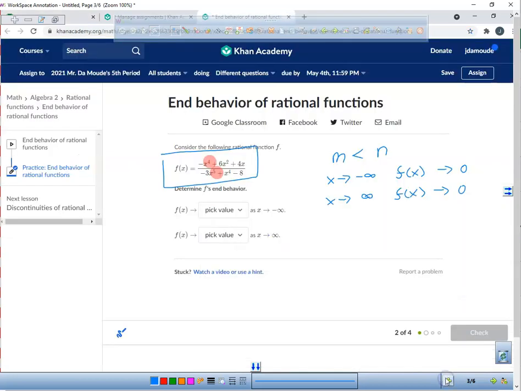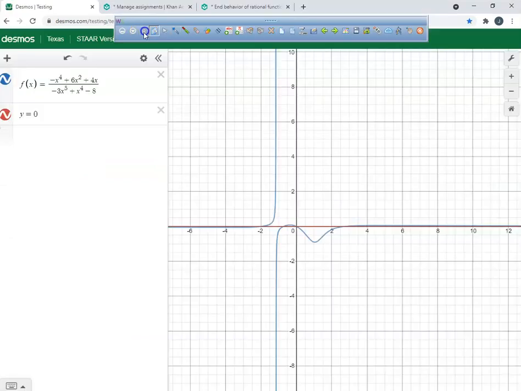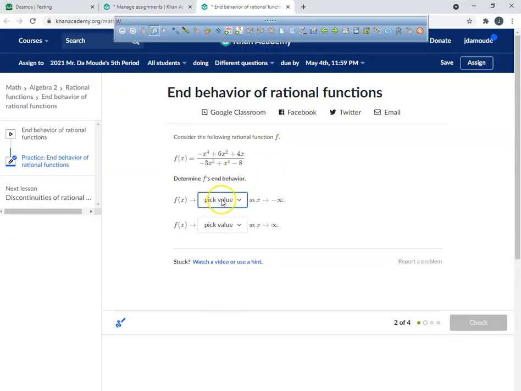And that's why, without having to do any complicated math, all I have to do is simply say 0 and 0.